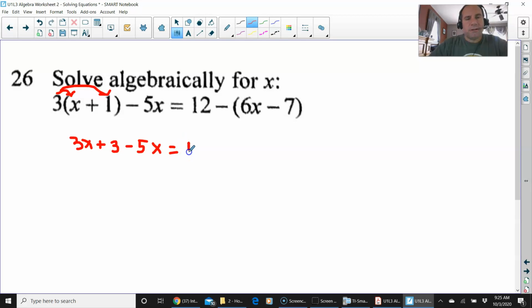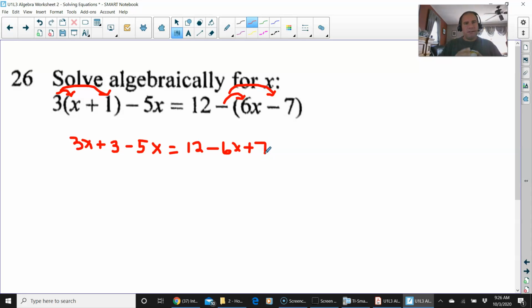Okay, so this one right here is a little bit more difficult. You see this negative? It's distributing that negative inside to all of the terms inside that parentheses. It's like distributing a -1. Just think of it that way. So negative times positive 6 is a negative 6x. And look how tricky this is. This is negative times a negative is positive 7.